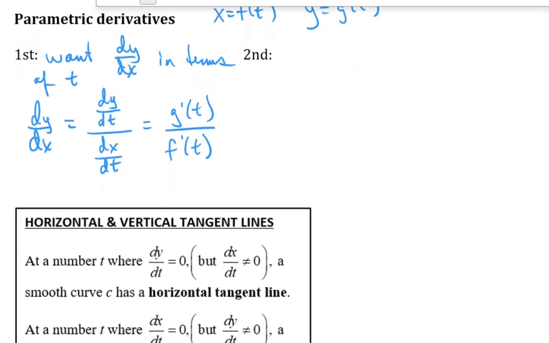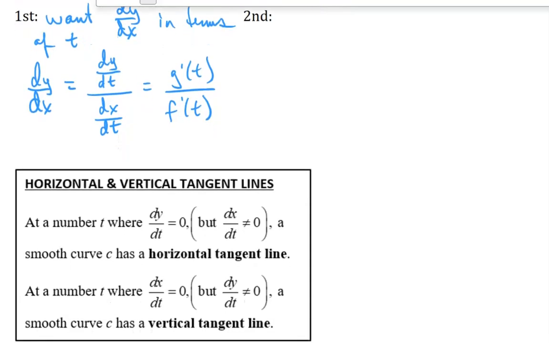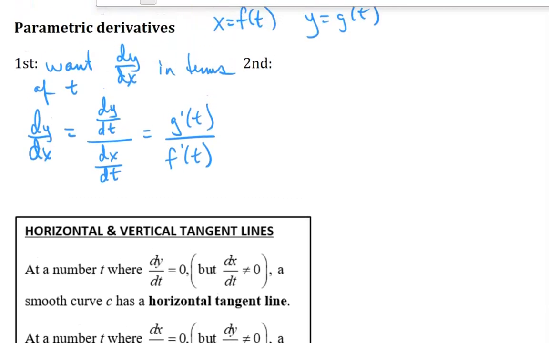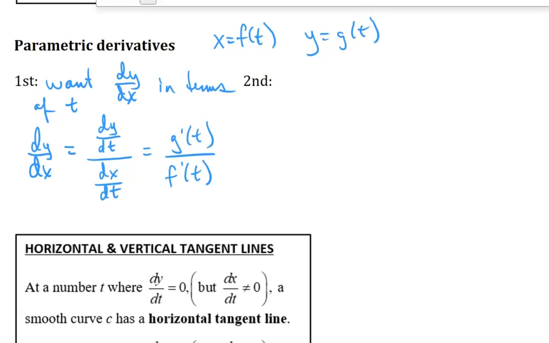Let's think about applications of that. Horizontal and vertical tangent lines. If the numerator, so g prime, is equal to 0, but the denominator is not, then we have a horizontal tangent, and at a place where dx over dt, the denominator, is equal to 0, but the numerator is not, then we have a vertical tangent line. Okay, so that should make sense with what we already know about derivatives. Okay, here's the part that can get us a little bit turned around, but I promise is not that bad.